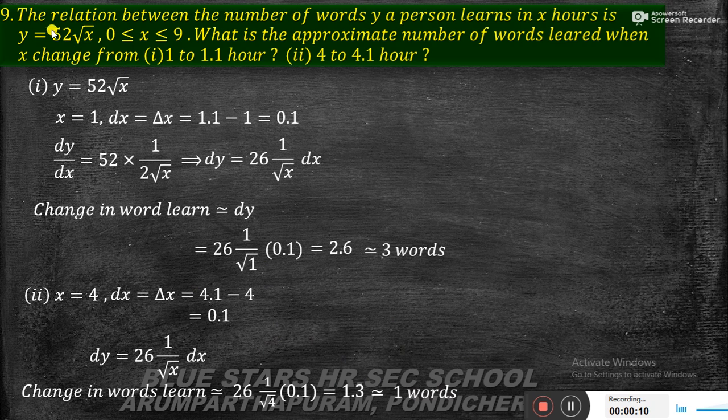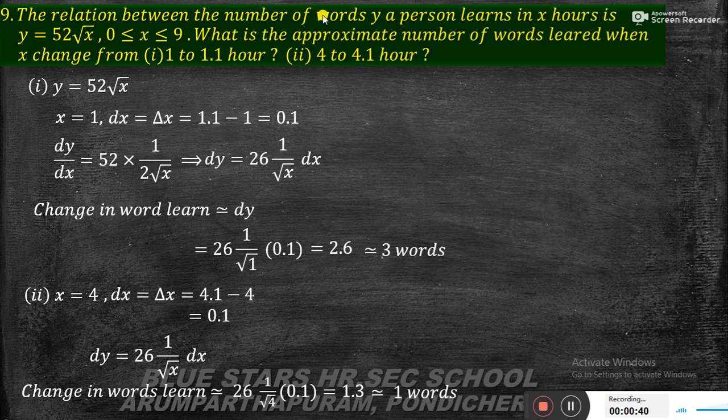Today we discuss exercise 7.2, ninth problem. The relation between the number of words a person learns in x hours is y equal to 52 root x, 0 less than or equal to x less than or equal to 9. What is the approximate number of words learned when x changes from 1 to 1.1 hour, and subdivision two, from 4 to 4.1 hour? So you see this question number 9.